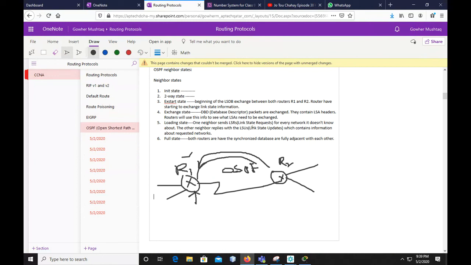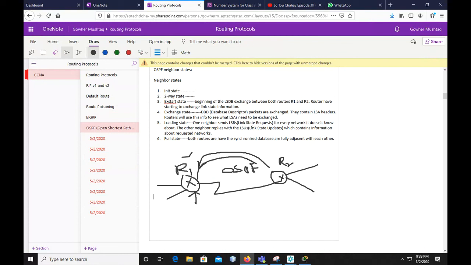So database description packets are basically exchanged between the two routers. They contain LSAs, which is link state advertisement. Yes, link state advertisement headers are exchanged. So routers will use this information to see what LSAs need to be exchanged.